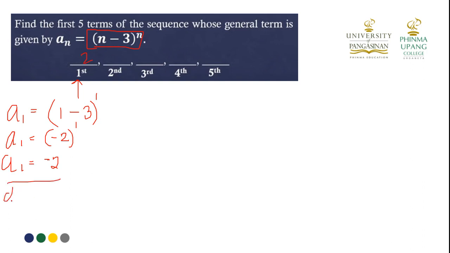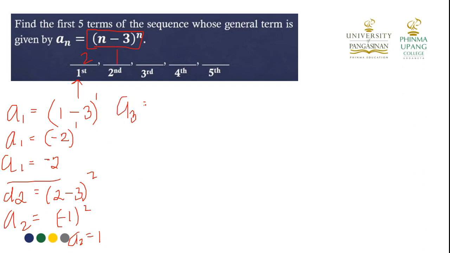And let's move on to a sub 2. So a sub 2 is 2 minus 3 raised to 2. What is 2 minus 3? Negative 1 raised to 2. Answer? Positive 1. Okay, the answer is positive 1. So this is 1.